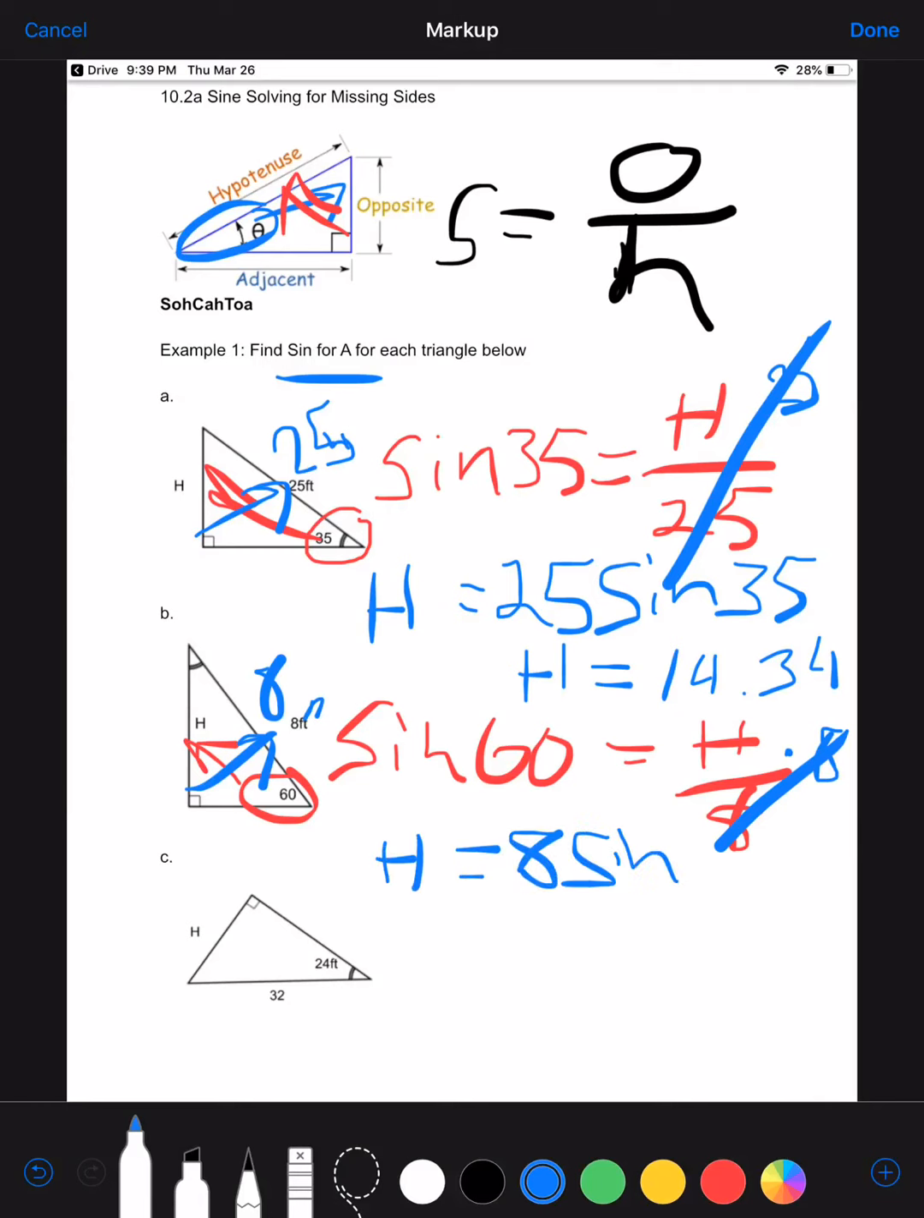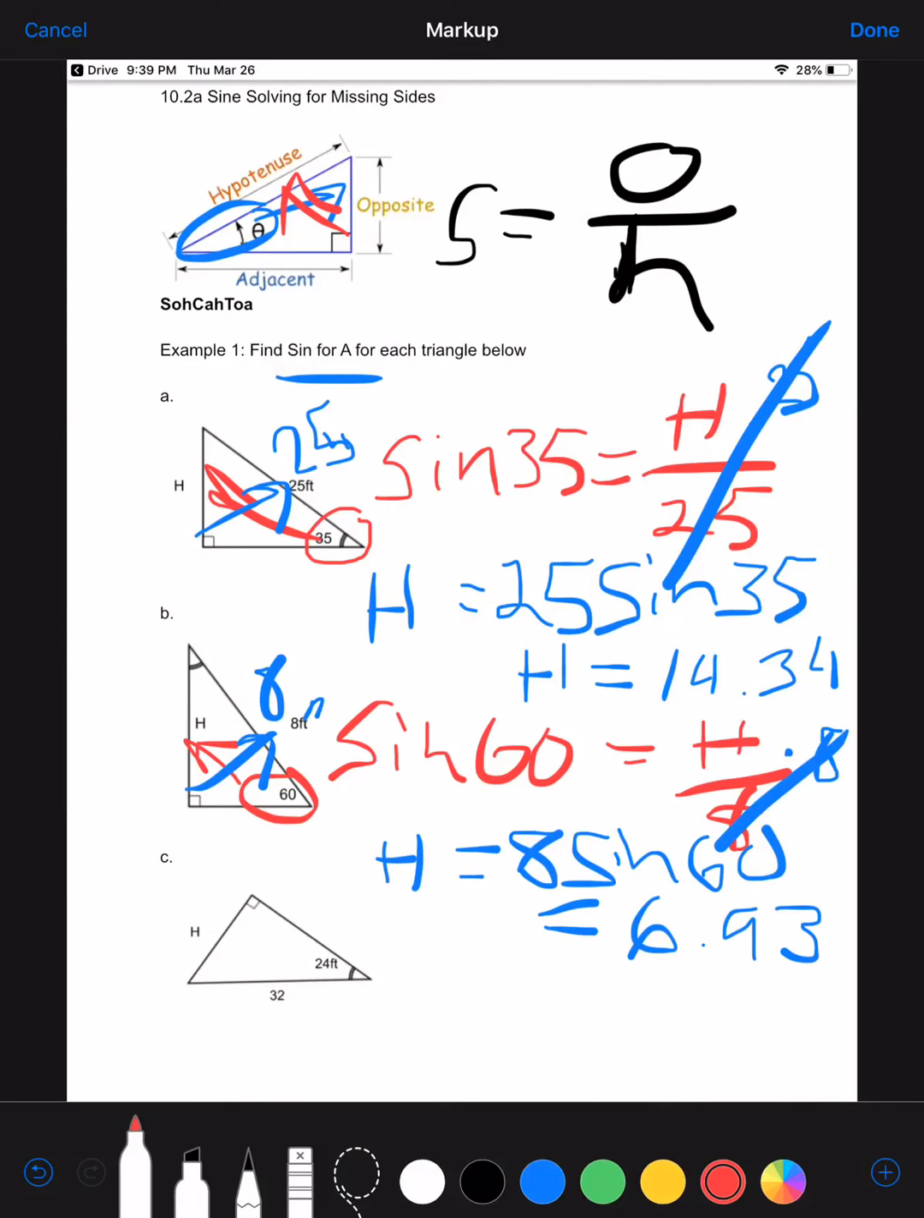8 sine 60. Going to plug that straight in your calculator. 8 sine 60 equals 6.93. Okay? So last one.